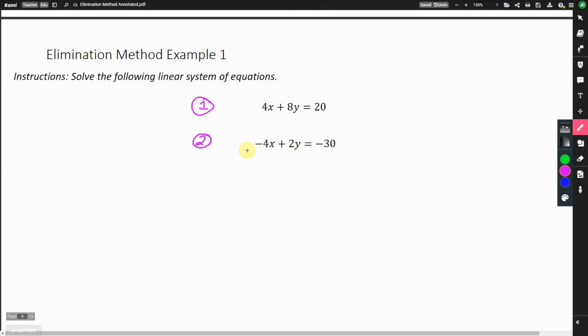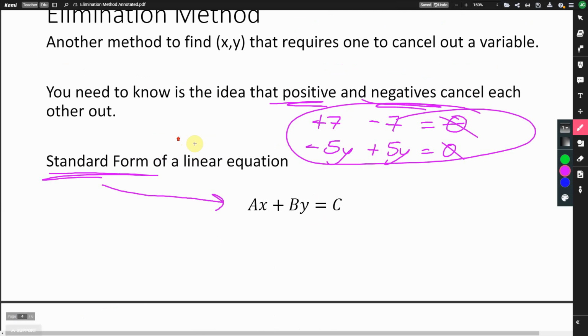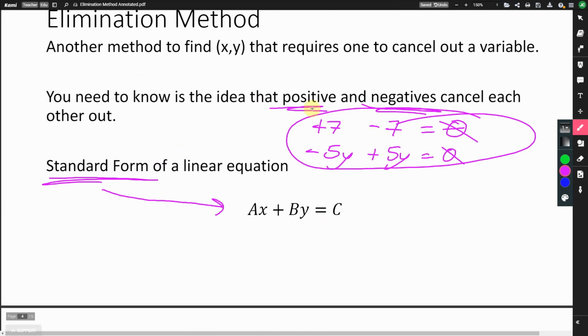Okay, these two equations are in standard form. The x's are lined up, the y's are lined up, and then the random number is lined up as well. Okay, and to use this elimination method, we need to have some numbers that are the same but opposites, because we want to cancel out a variable. That's the whole purpose of elimination.